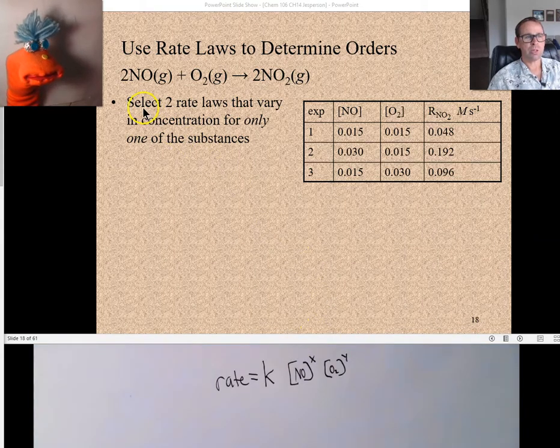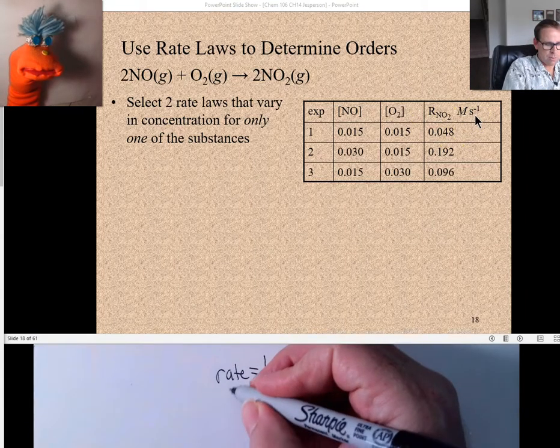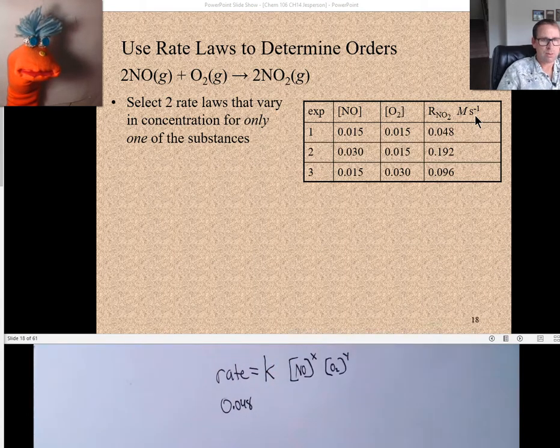So now what we do is we select 2 of these rate informations. So if I did experiment 1, with this concentration of NO and this concentration of oxygen gas, the rate at which NO2 is produced is 0.048 molar per second. So what I do is I plug these values in. The rate for experiment 1 here is 0.048 molar per second. I'm going to leave out the units to make it a little easier to see.